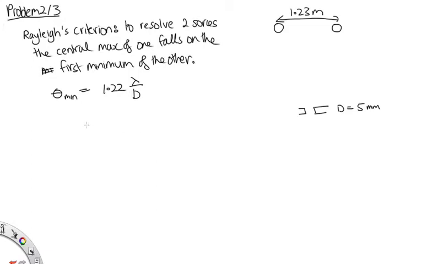So we've got that the minimum angle between these two sources is 1.22 times 550 times 10 to the minus 9. That's the wavelength, which we're told in the question, and d is the 5 millimeters. So solving this, we get 1.342 times 10 to the minus 4 radians.